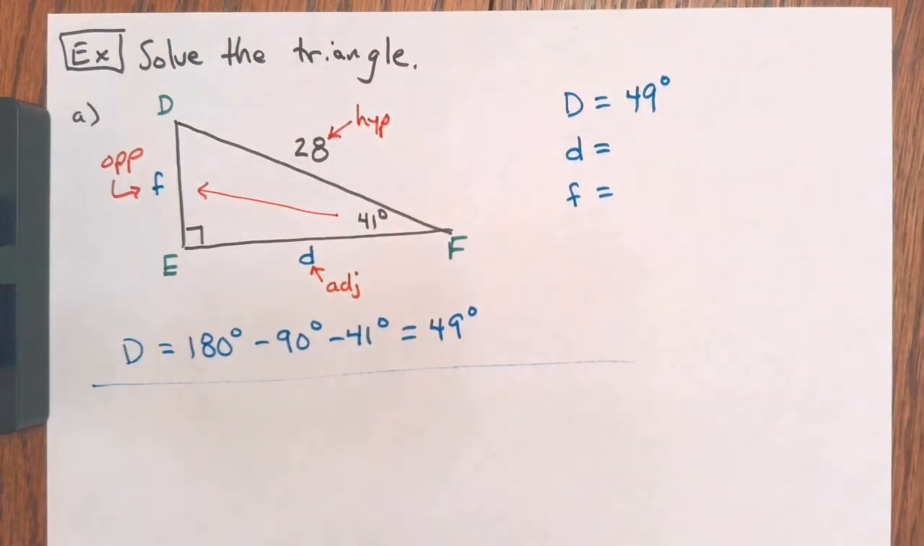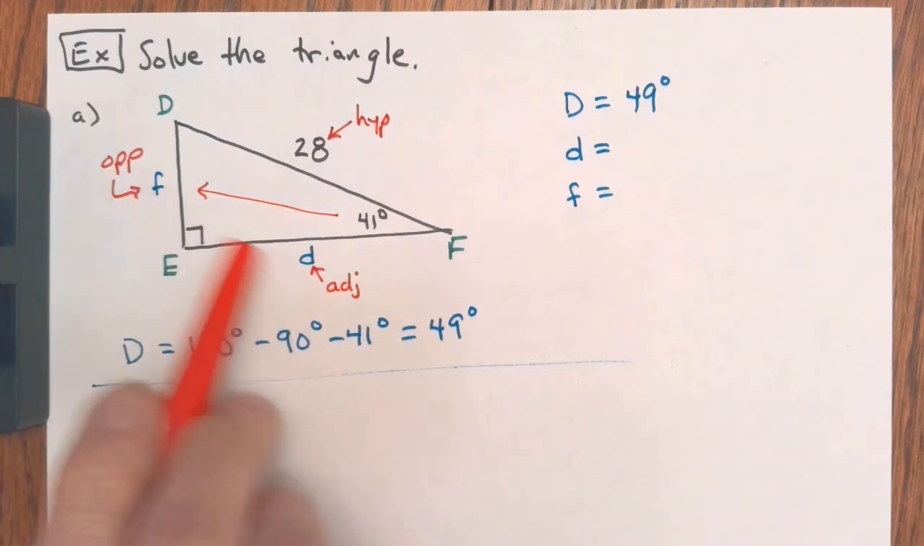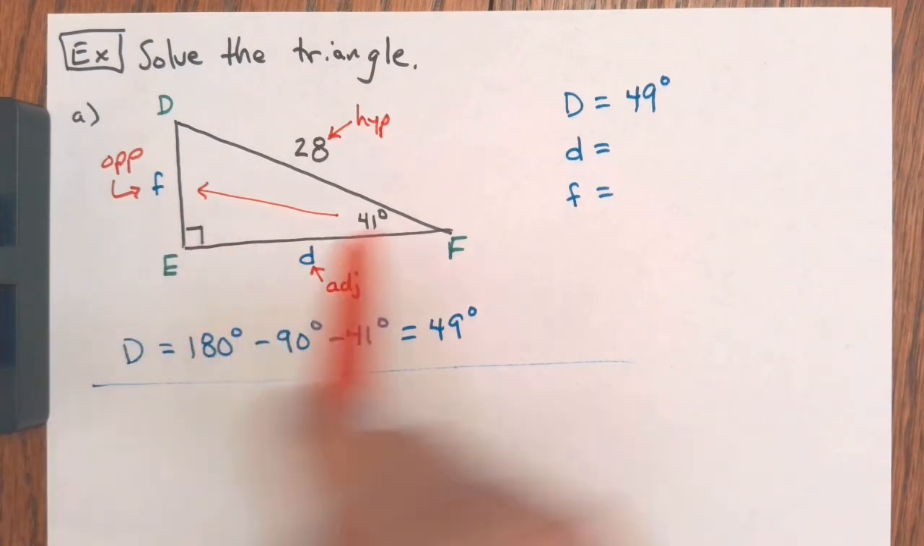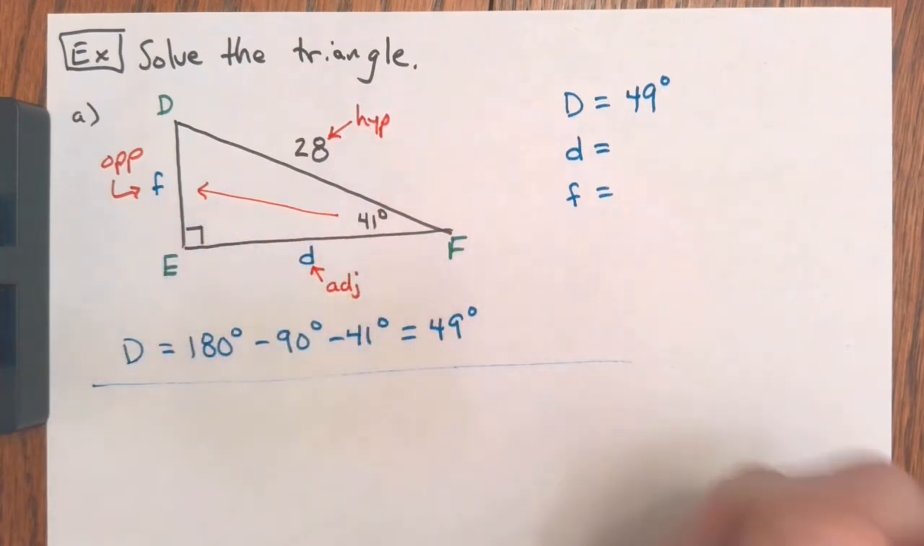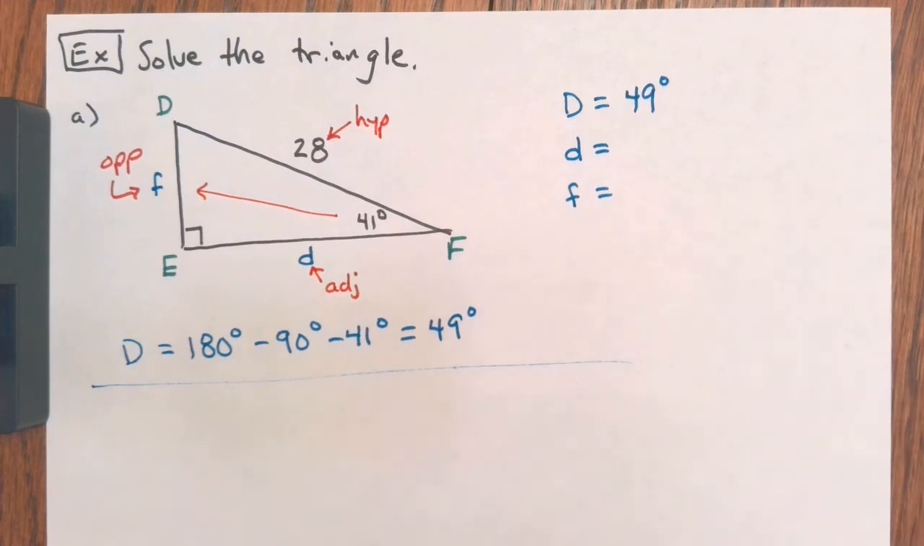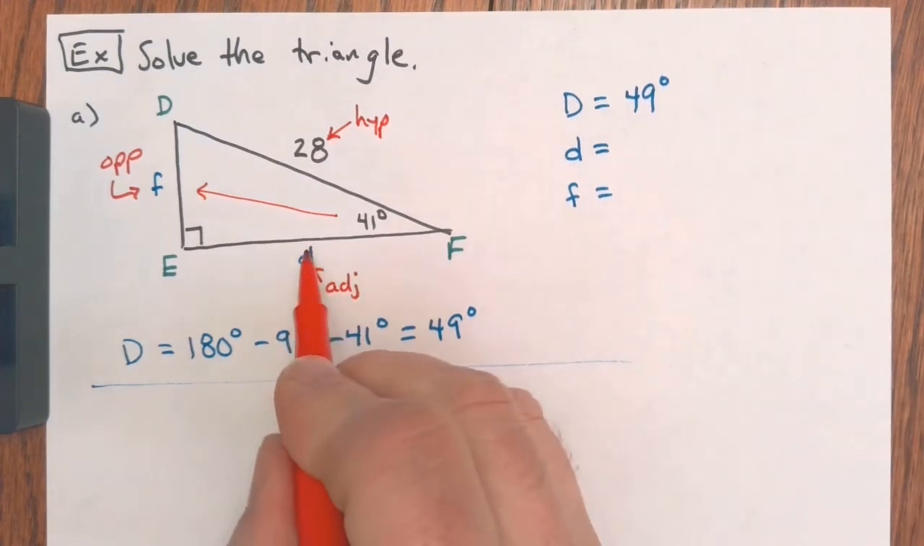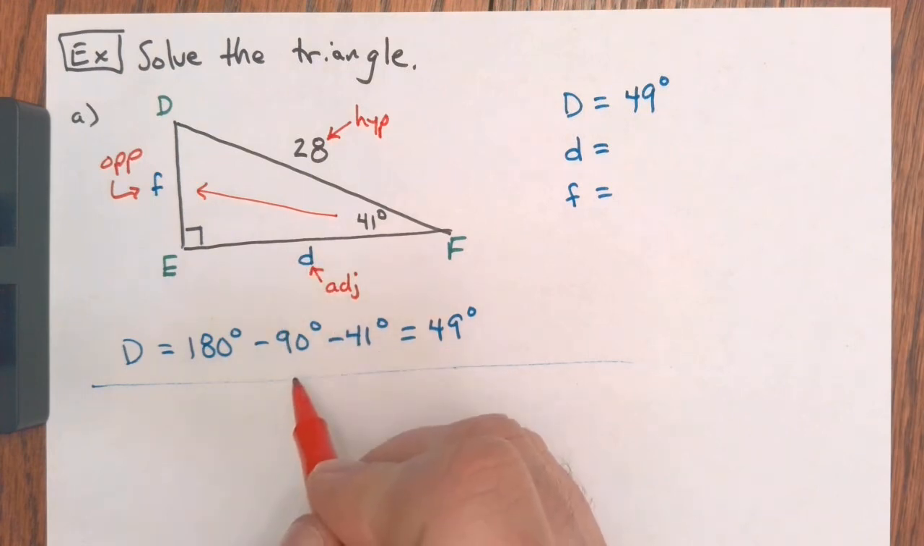I want to set up an equation that just has 1 variable in it. So I don't want to come up with an equation that has both the d and the f in it, because that's 2 variables. I want to use the hypotenuse and one of these other ones. So I'll just need to decide which one do I want to find first. And I'll just find lowercase d down here on the bottom.